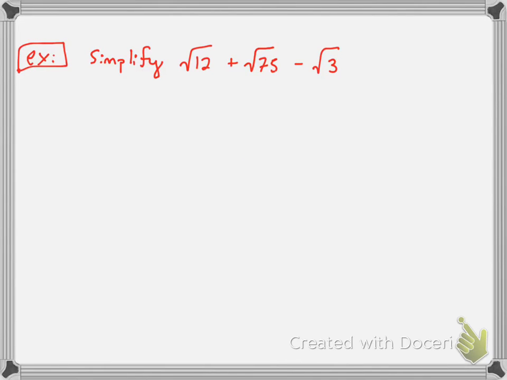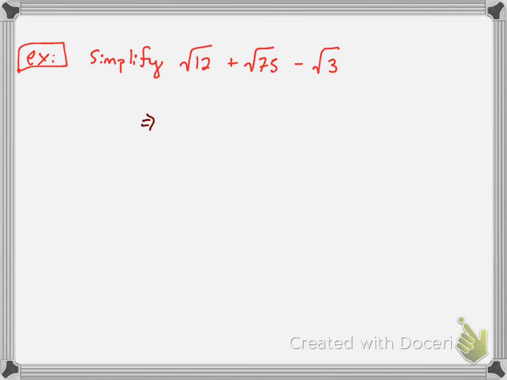Finally, we're going to look at an example where we can break some things down to combine them. Here we want to simplify the square root of 12 plus the square root of 75 minus the square root of 3. Even though everything under the radical here is different, I look at 12 and 75 and think those are big numbers. I could pull some perfect squares out of them since I'm taking the square root, and see if anything can combine then.